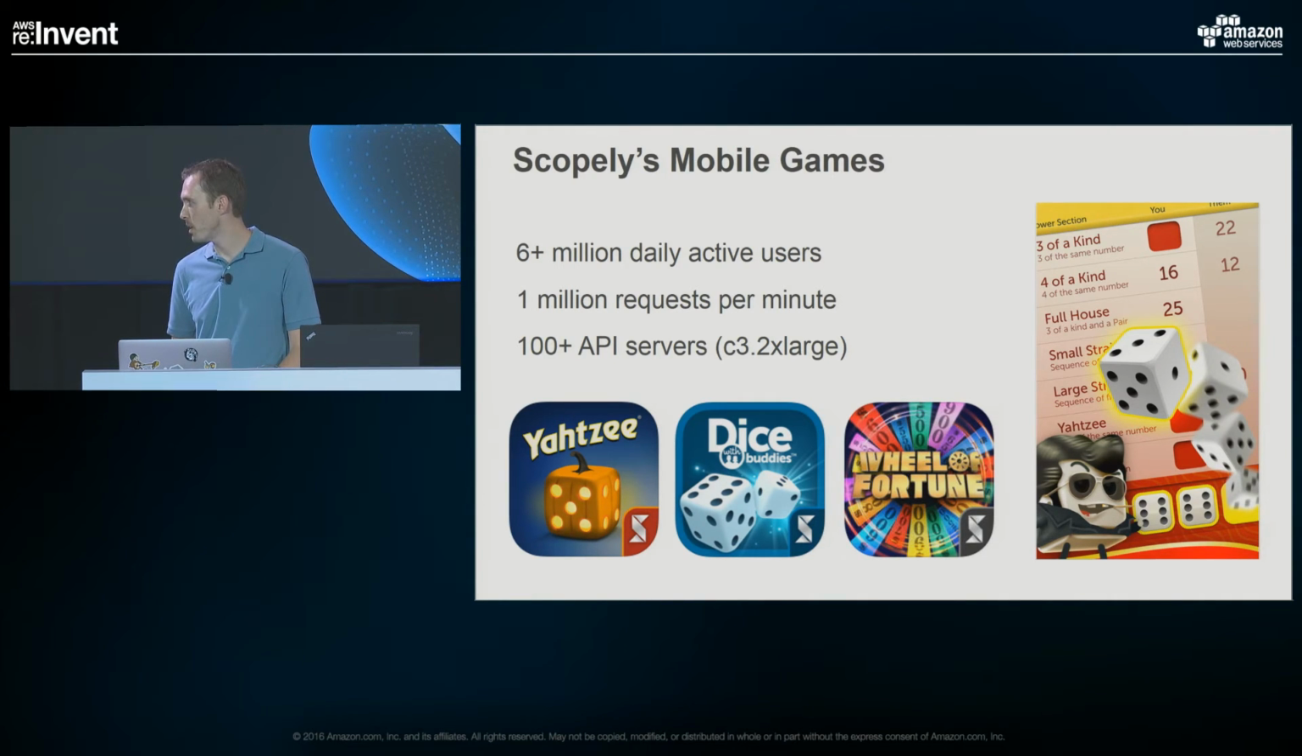So we're not Netflix, but we do have some pretty decent traffic. We have over 6 million daily active users, 1 million requests per minute, and 100-plus API servers.